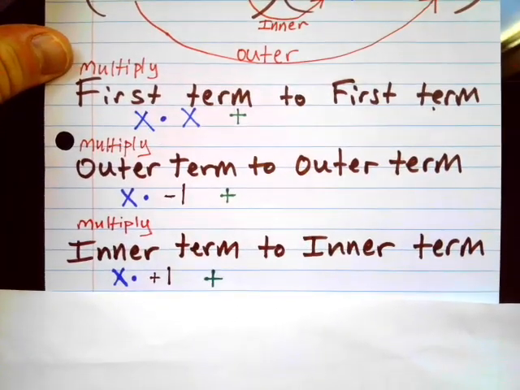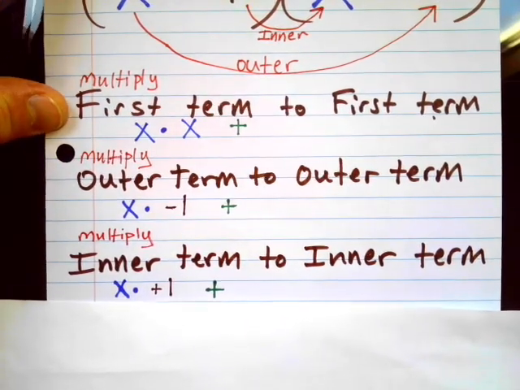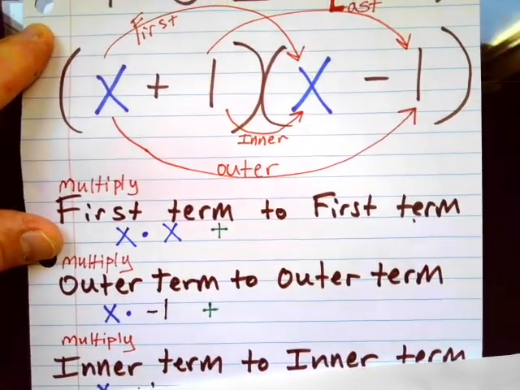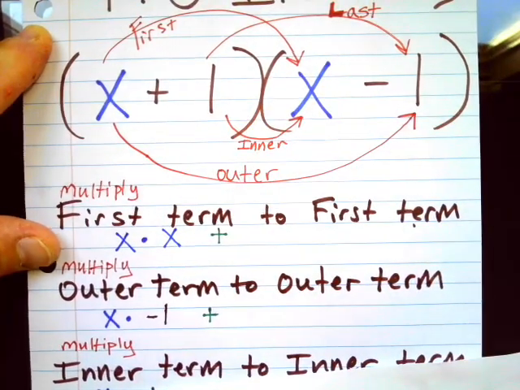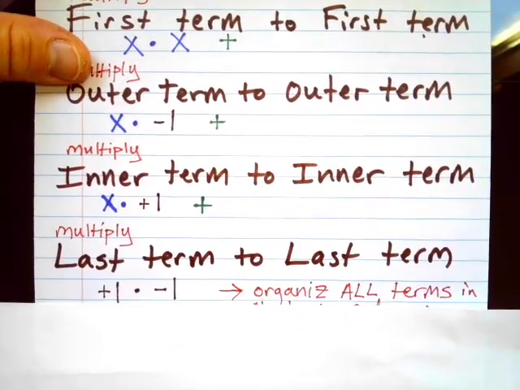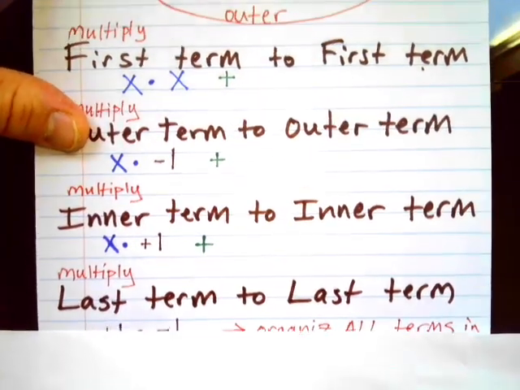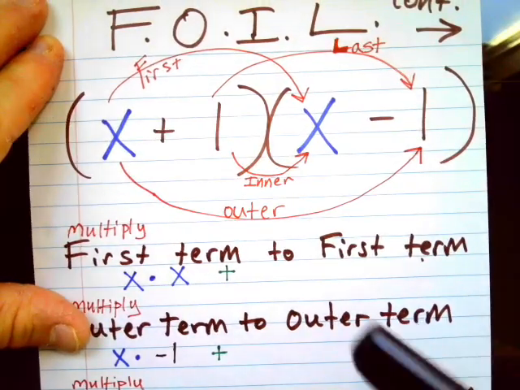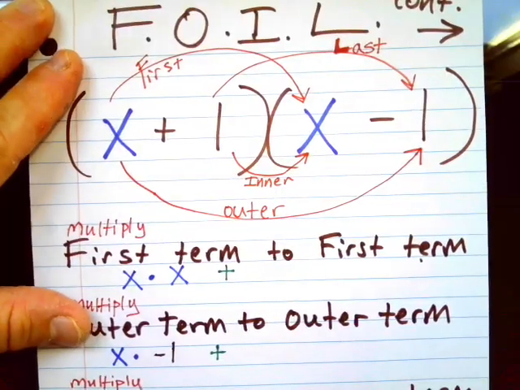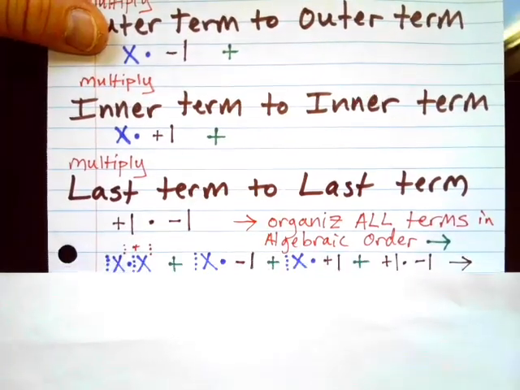Then you want to multiply the inner term to inner term, right? The inner term to the inner term, x times a positive 1. And then finally, last term to last term, right? 1 times a negative 1. Again, distribution is multiplication. And we're distributing each term going to be multiplied together.